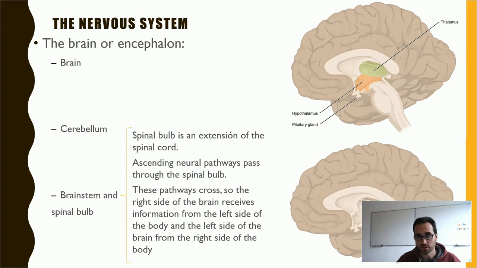Okay, the spinal bulb is an extension of the spinal cord, and ascending neural pathways pass through it. So it's like a link, like a pathway for afferent nerves and efferent nerves. These pathways cross. So this is important to remember: the right side of the brain receives the information from the left side of the body, and the left side of the brain from the right side of the body. That means that for controlling my left hand, these motor impulses are produced in the right side of my brain, because it's crossed in the spinal bulb.